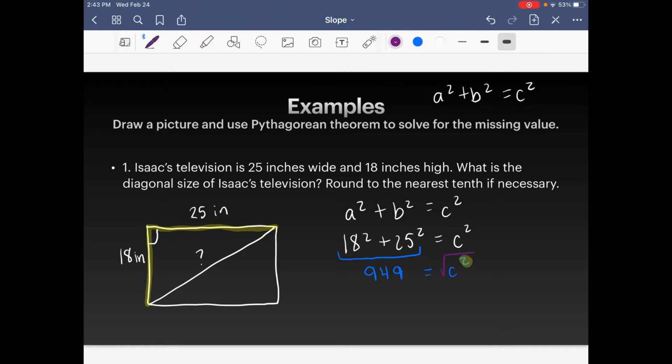Next, we need to get rid of the squared sign off of our c. So we're going to take the square root of both sides. If you hit second x squared and then second and the negative sign button at the very bottom, it'll replug in 949 for you. And we get 30.805. Since we have a 5, we're rounding to the nearest tenth.